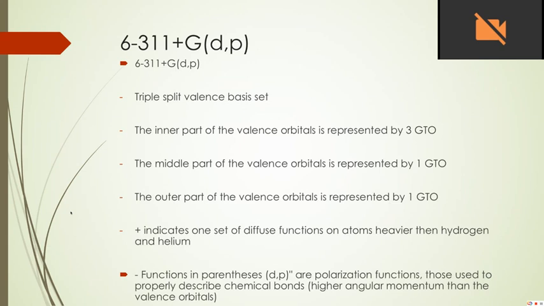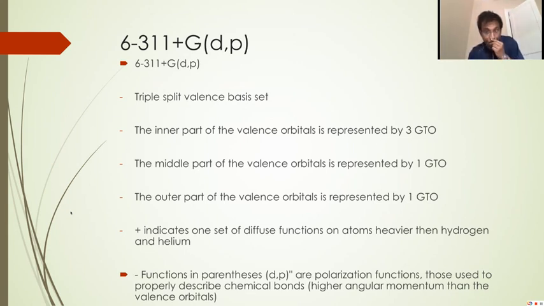Here I am giving one example: 6-311+G(d,p). Plus means diffuse, as I already mentioned, positive. So what is this actually? 6-311+G(d,p) is a triple split valence basis set. The inner part of the valence orbitals is represented by 3 GTOs, Gaussian type orbitals. The middle part of the valence orbitals is represented by 1 GTO, and the outer part of the valence orbitals is represented by 1 GTO, Gaussian type orbital.